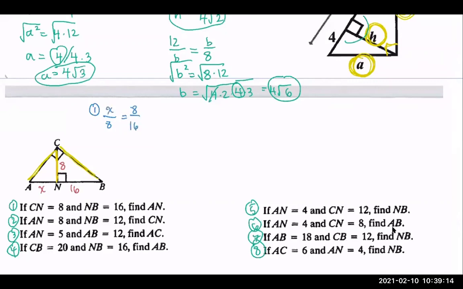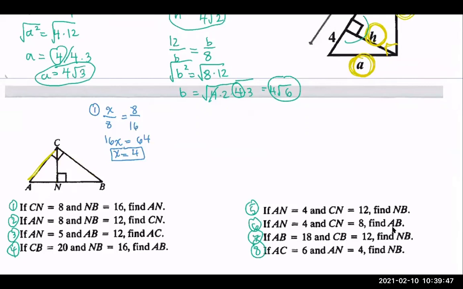Okay, so this time we don't have a quadratic, we just have linear, right? 16x equals 64. Therefore, x is equal to, what's x equal to? Okay, good, 4. Okay, x is equal to 4. Let's try number 3 now and see how you guys do with that.